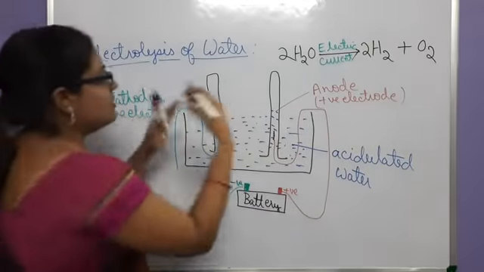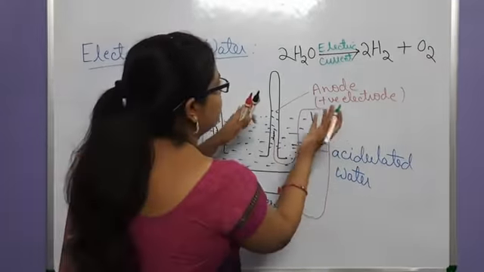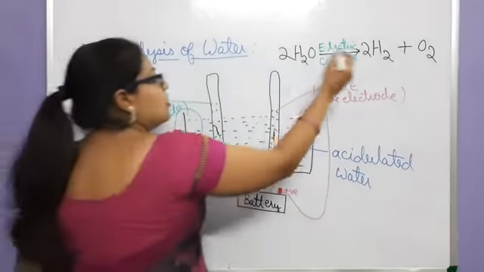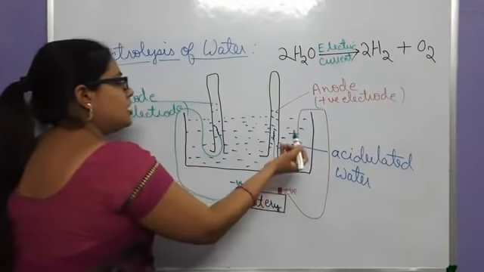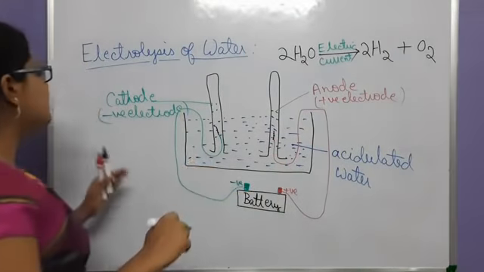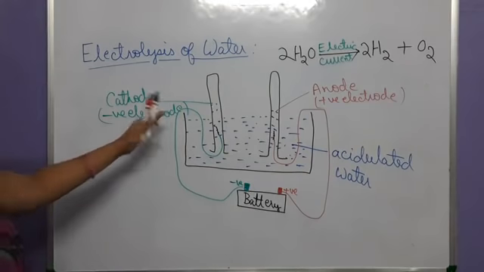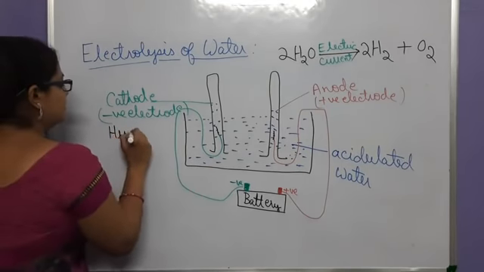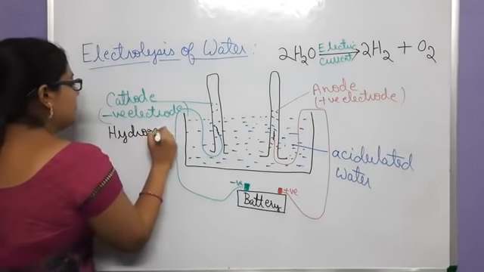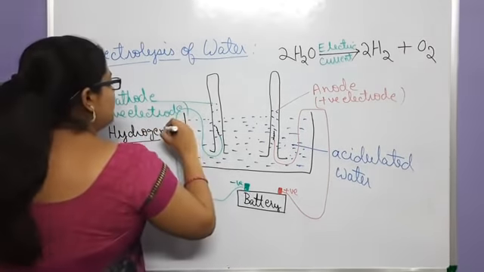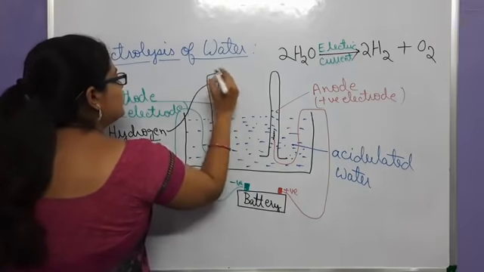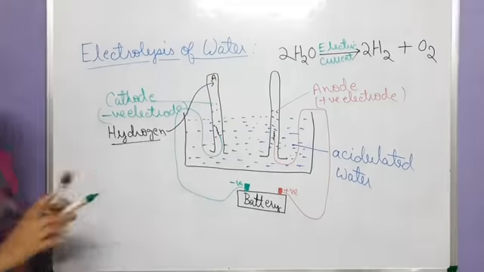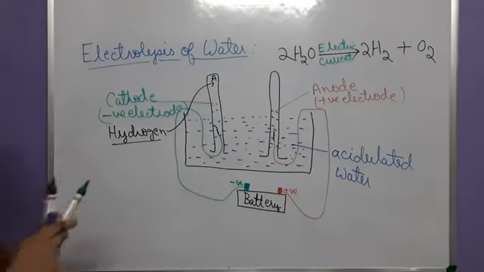On which electrode will hydrogen gas be collected, and on which electrode will oxygen gas be collected? Hydrogen has a positive charge, so it will be collected at the negative electrode, that is the cathode. So hydrogen will be collected here. Suppose this is the A portion. At the A portion, hydrogen will be collected.